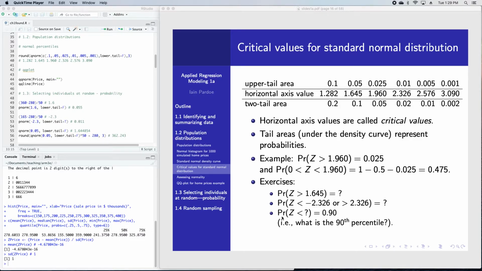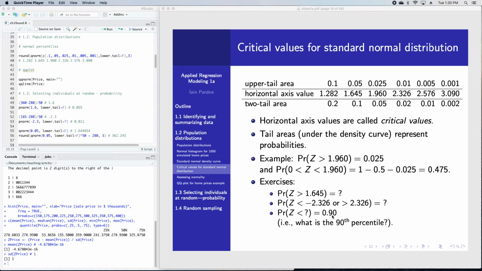And then the last one is kind of flipping that question. It's saying, what number would have to go here to make this a true statement? So probability Z less than some number equals 0.9. In other words, we talked about percentiles in the last video. It's asking, what is the 90th percentile?